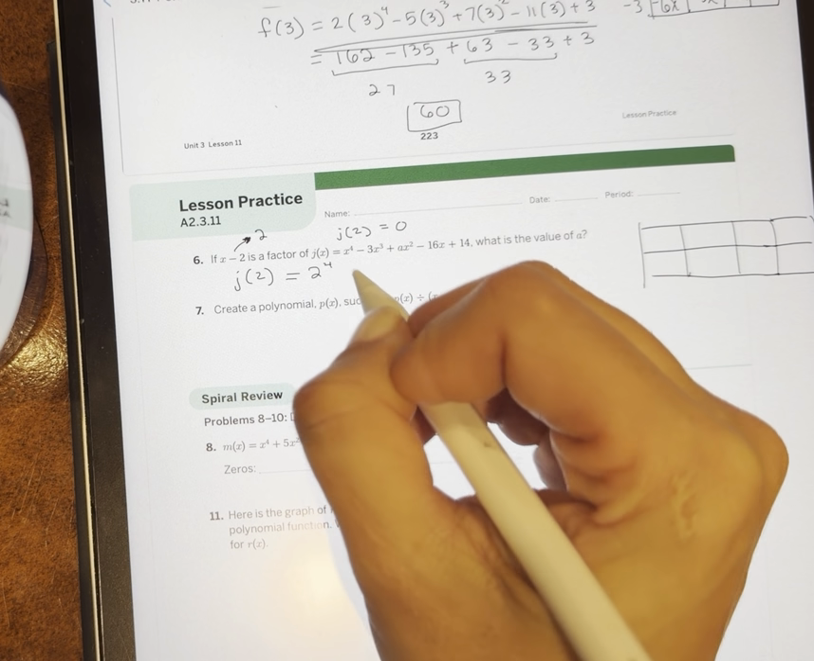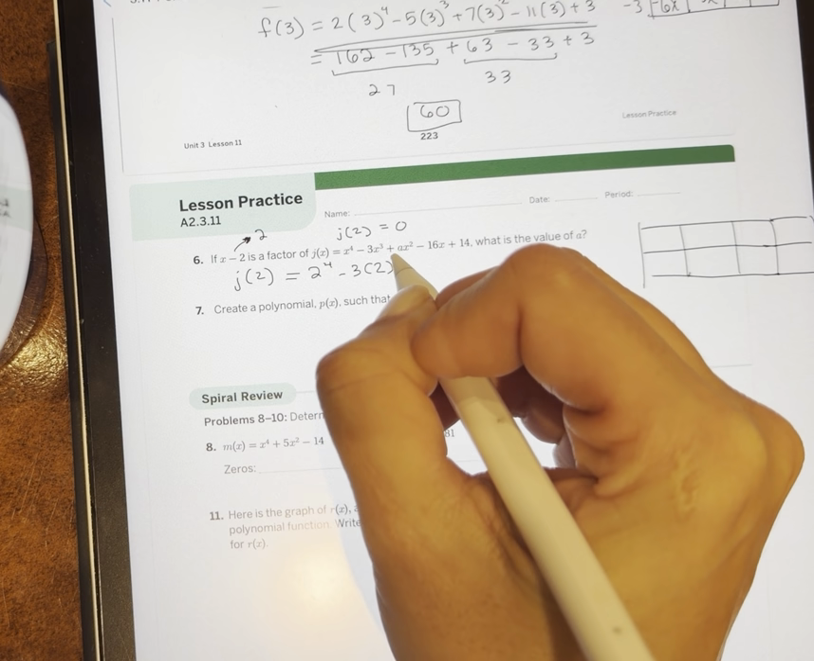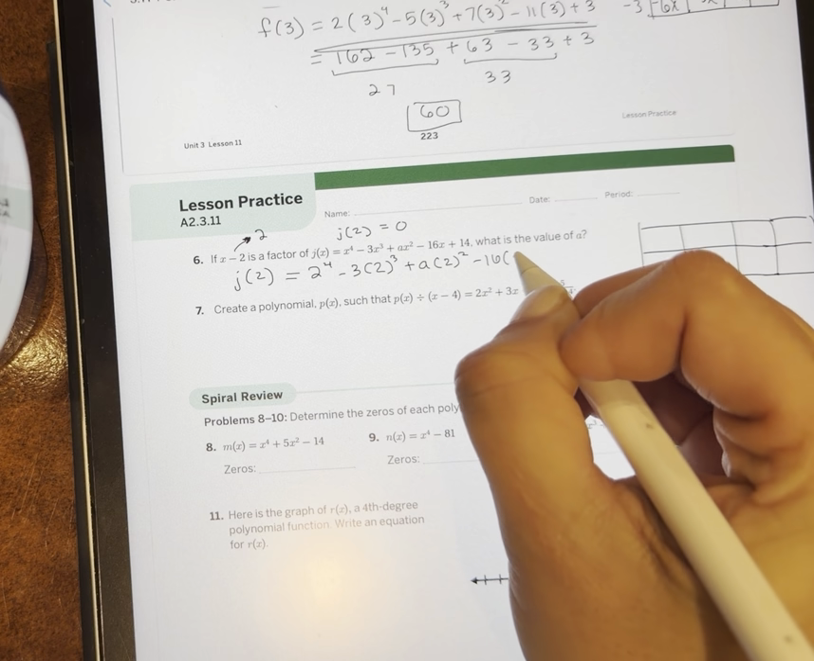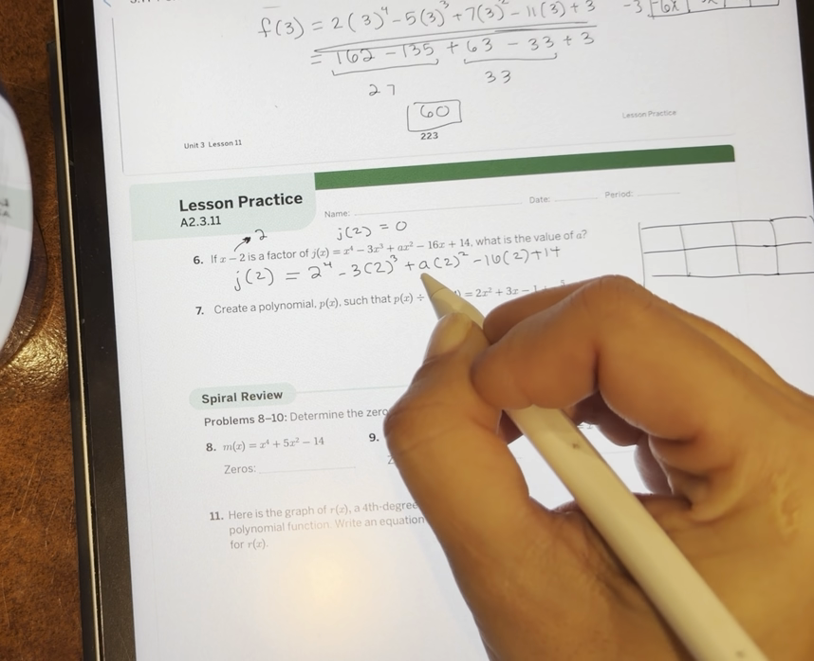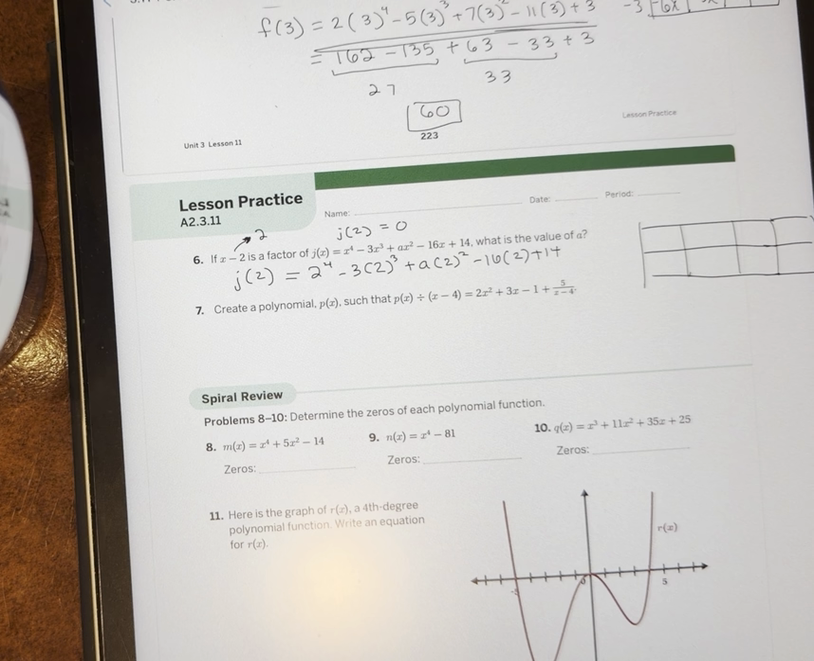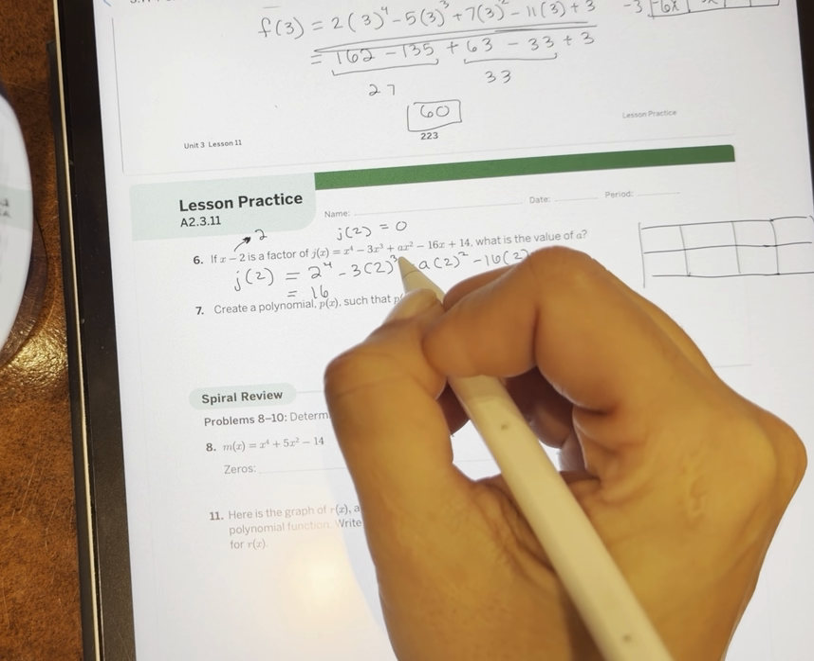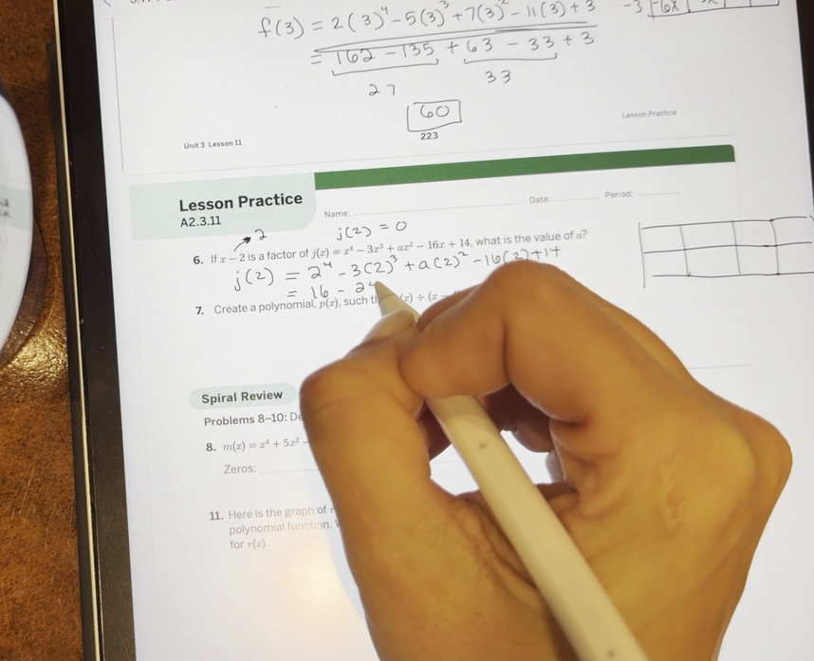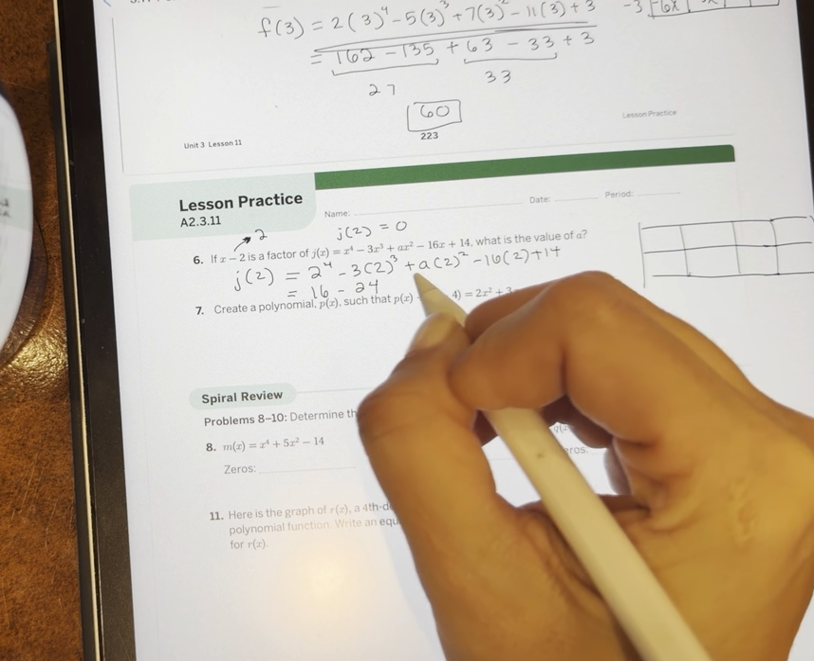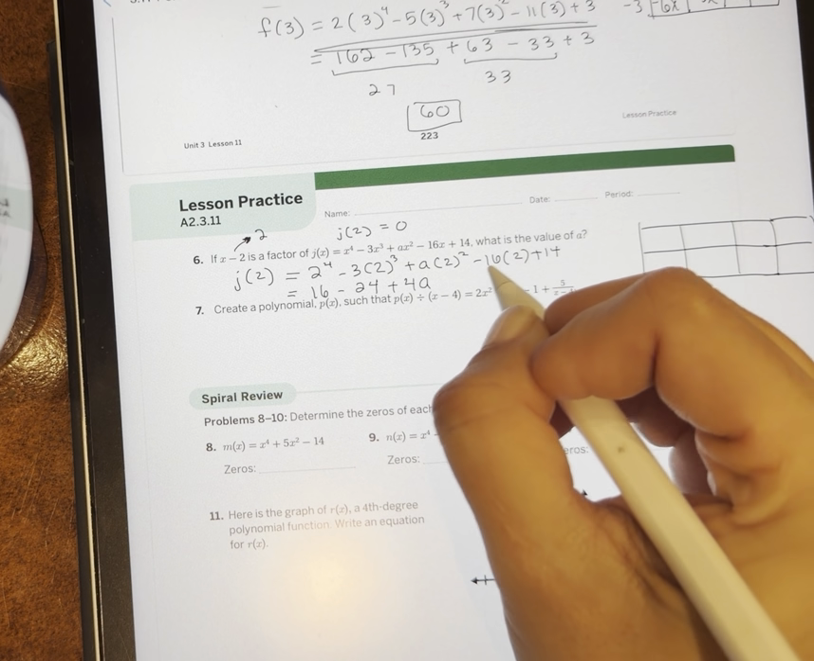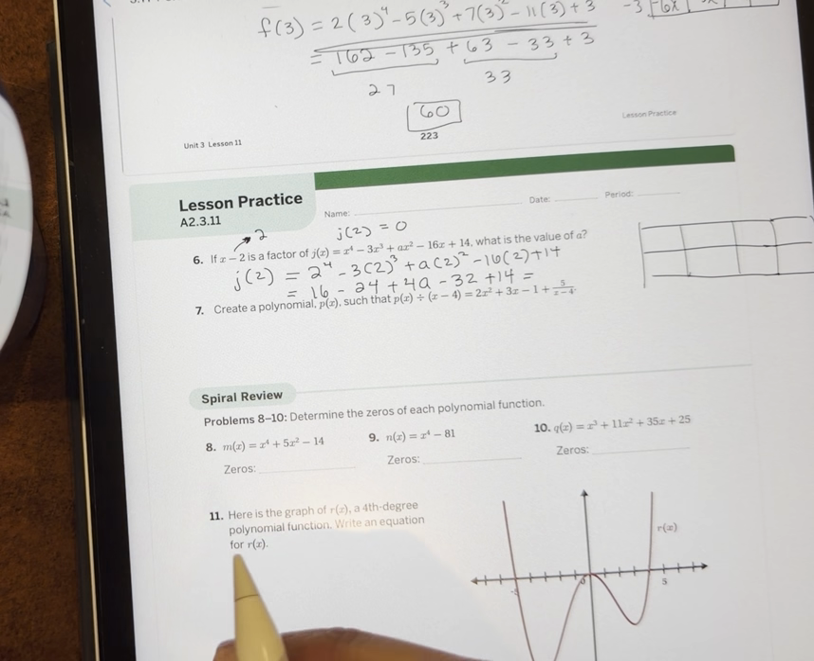It's 2 to the 4th minus 3 times 2 to the 3rd plus a times 2 squared minus 16 times 2 plus 14. Did you see how that a did not make me skip a beat? I just kept going. We're going to do what we would have done despite the funny looking. 2 to the 4th is 16. 2 to the 3rd is 8 times negative 3 is negative 24. This right here is 4a. And this is minus 32. And that's plus 14. God, I need to get a calculator before I come over here from now on.